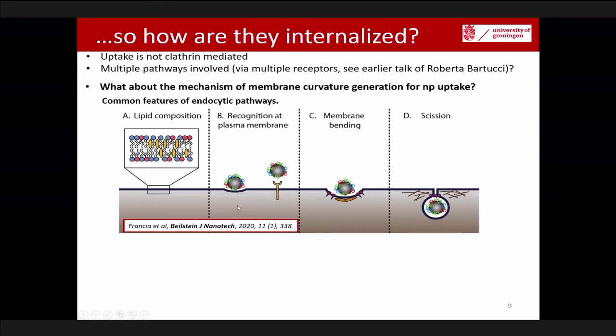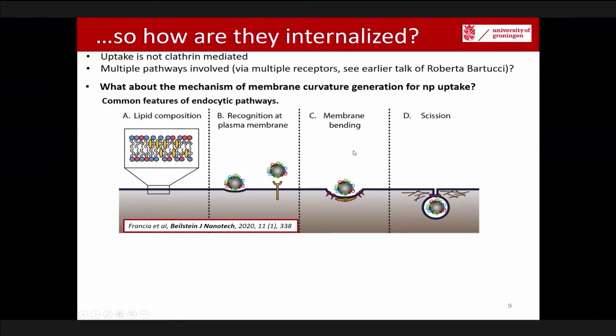There are common features of endocytic pathways. There is a first interaction at the cell membrane with specific proteins, and also the lipids of the cell membrane are very important. Then typically there is some mechanism for bending the cell membrane to allow invagination of the membrane and the formation of vesicles in which the material is internalized.